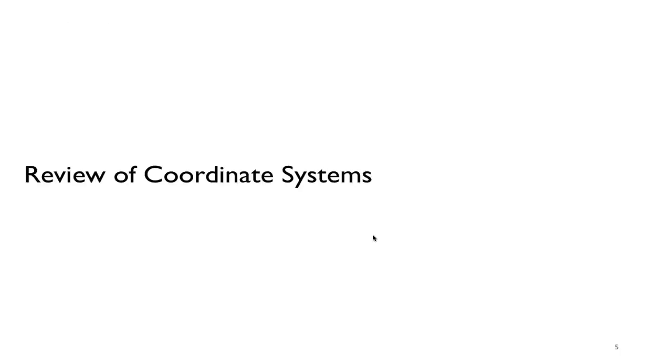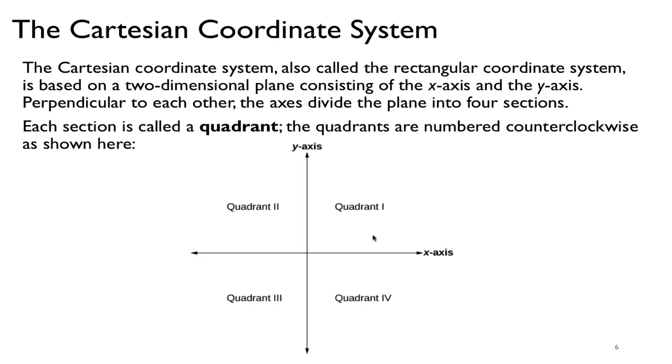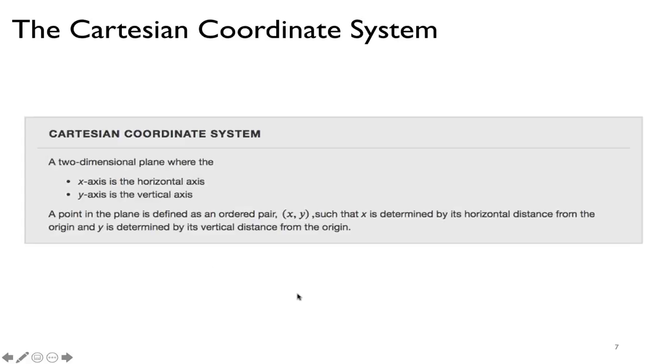Okay, let's review the coordinate system. So the Cartesian coordinate system, also known as the rectangular coordinate system, is based on two sets of axes: the x-axis, which is horizontal, and the y-axis, which is vertical. These two axes divide the entire plane into 4 quadrants. The first quadrant is on the top right, the second quadrant is top left, here's the bottom third quadrant, and here's the fourth quadrant. So we go counterclockwise. This two-dimensional plane is known as the Cartesian coordinate system.